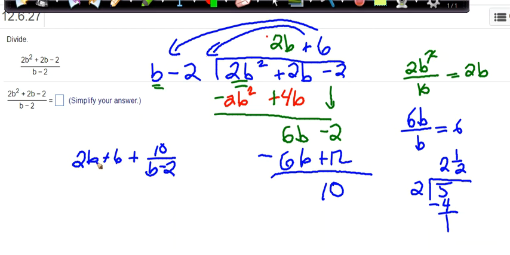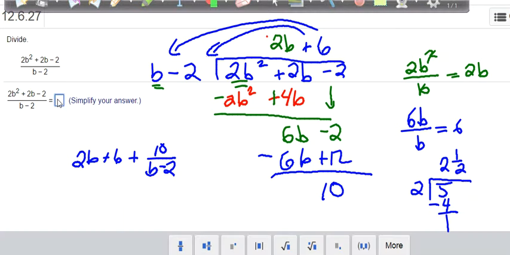So I have 2b plus 6 plus 10 over b minus 2. And then to put that in the computer, we would have our 2b plus 6, and then plus that fraction, 10 over b minus 2.